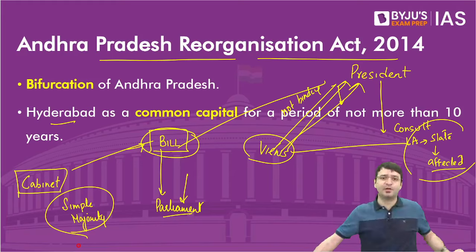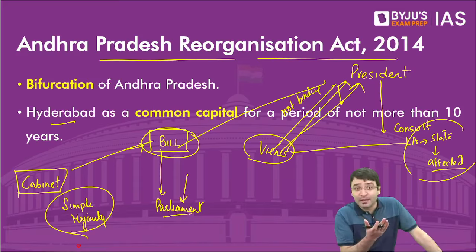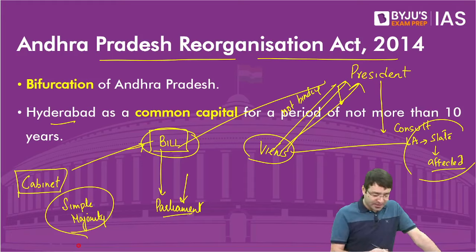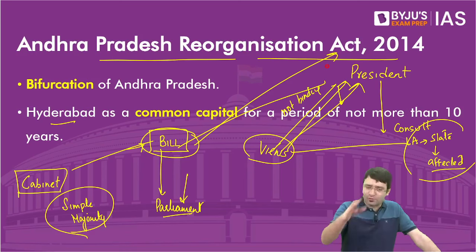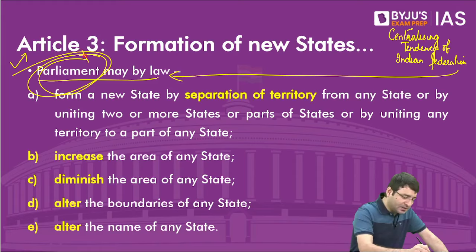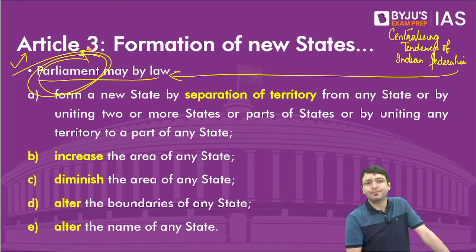The bill was sent to the president. The President said, oh, this is my bill. I gave you the permission. I will sign this bill. The President signed this bill. Andhra Pradesh Reorganization Bill became Andhra Pradesh Reorganization Act. Andhra Pradesh was bifurcated into Andhra and Telangana. That is the power under Article 3 of the Constitution.